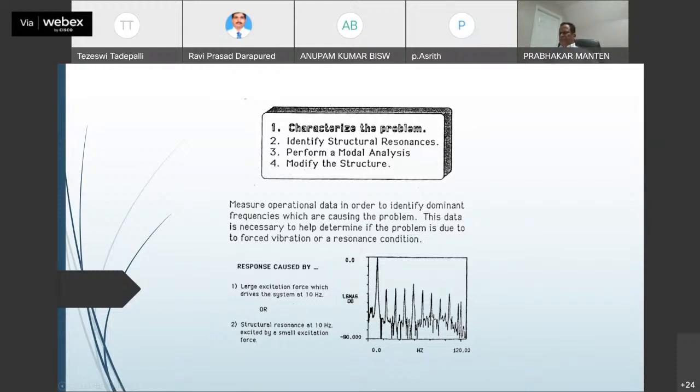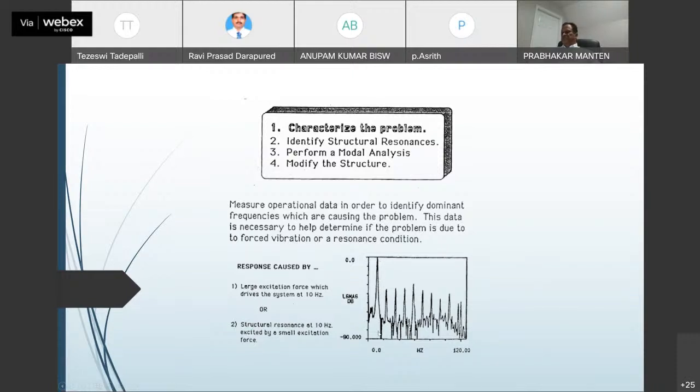Suppose you notice that under those circumstances, at some frequency, let's say this scale over here, maybe this is 10, the response is caused by a large excitation force which drives the system at 10 hertz. Something is forcing 10 hertz, and you see a spike. It need not be a structural resonance. Or is it a structural resonance at 10 hertz excited by a small excitation force? A very small excitation force is sufficient to excite a natural frequency and cause a very sharp spike.